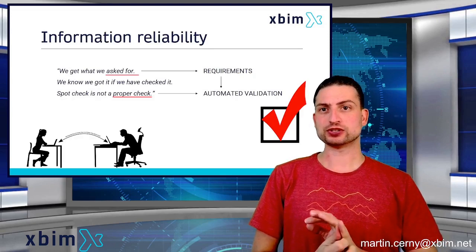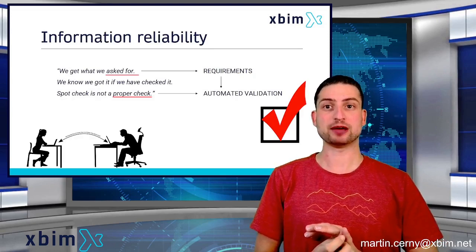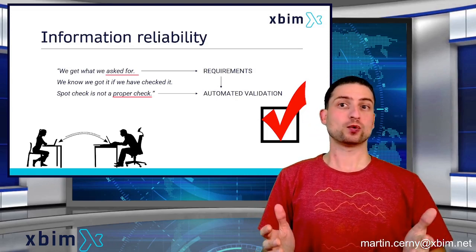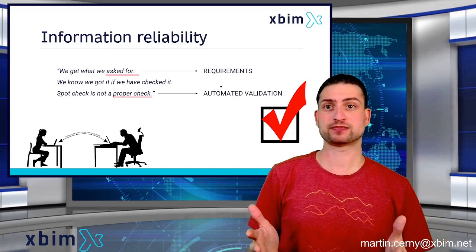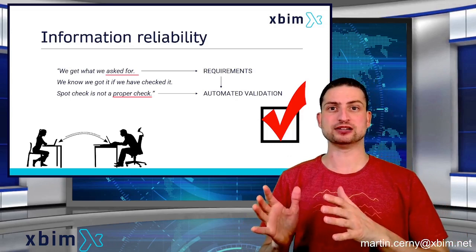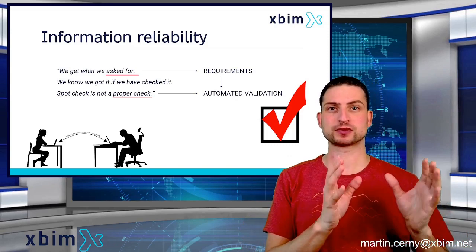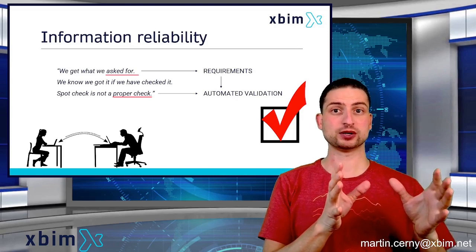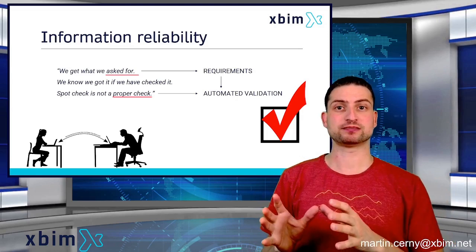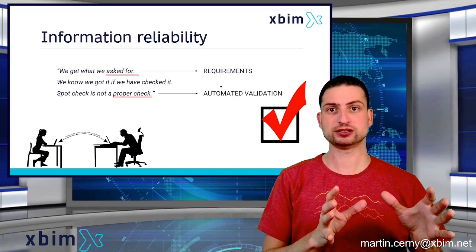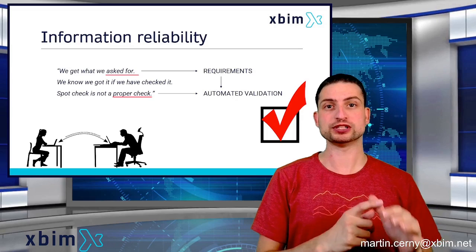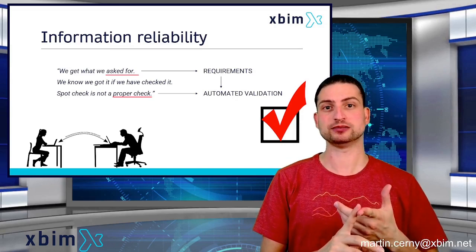Well, if we want to use it, the information has to be reliable. And most of the time, we get what we asked for. We know we got it if we have checked it. And a spot check is just not a proper check, right? So we need to ask in the form of requirements, written down, captured in some way, which is what this part of the video is about. And we want to check it. We want automated validation to properly make sure that we do have the data we wanted to have where we expect it to be.